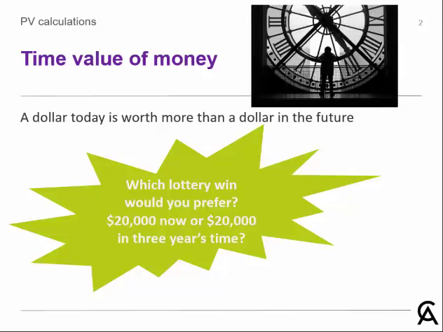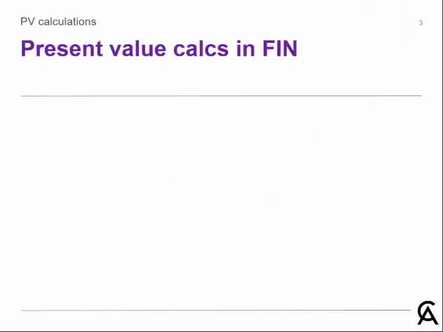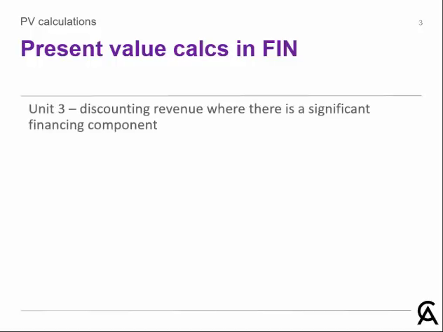So $1 today is worth more than $1 in the future, and that means that future values need to be discounted. Where do we see present value calculations in the Fin module? In Unit 3, when we're discounting revenue, where there is a significant financing component, so delayed settlement. In Units 7 and 11, where we're talking about property, plant and equipment, and there's a restoration for future costs, or often called make good provisions.